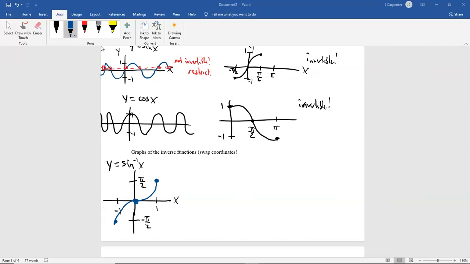Now, here's the thing. This does not extend. This is the whole thing. This is the entire graph. It's not like sine and cosine where those waves keep going on and on and on forever and ever. Because we had to restrict the sine graph to be something so small in order for it to be invertible, that means this has to be a relatively small graph as well.